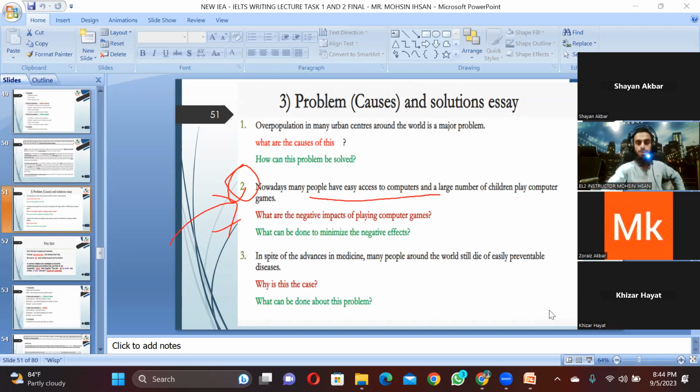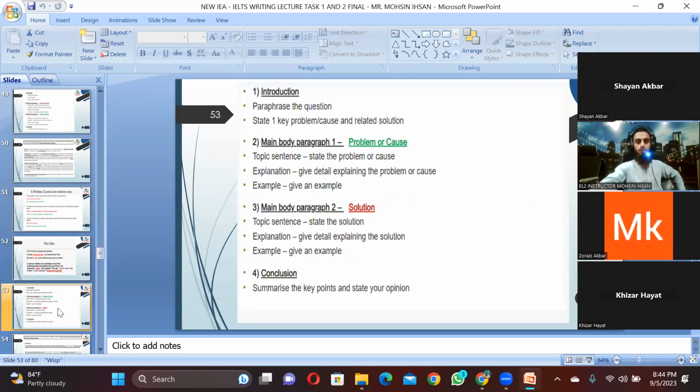Nowadays, many people have easy access to computers. What are the negative impacts, like problem? What are the solution? Minimize means to reduce, solution. So somewhere the problem words can be differently used, but you can have an idea about that, right? So one paragraph, this is the structure for problem and solution. One paragraph for problem, another for solution, right?